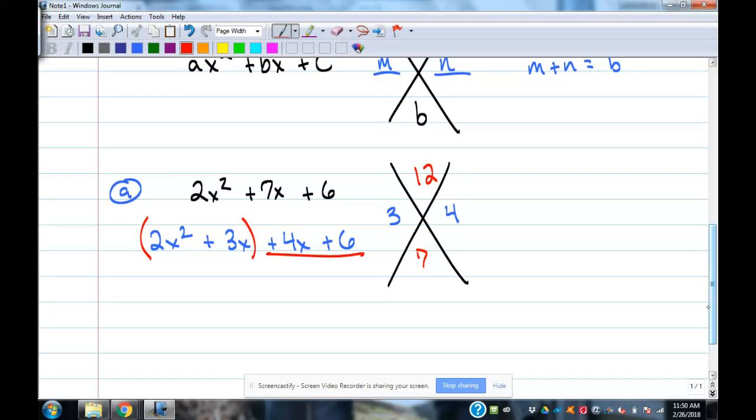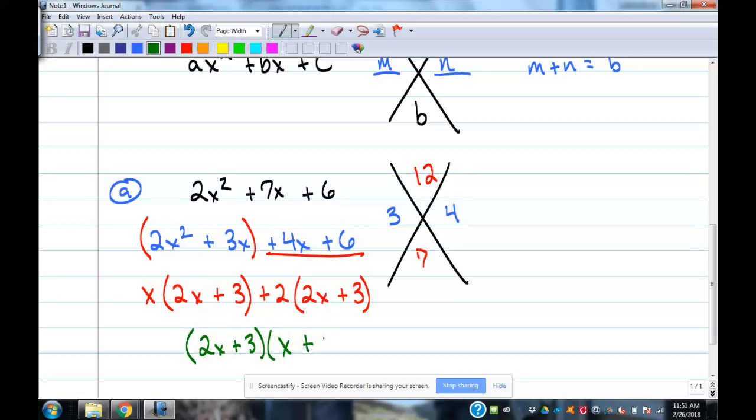What's the GCF of 2x squared and 3x? Just x, right? What's that leave in the parentheses? 2x plus 3. What's the GCF of 4x and 6? Kind of 2. Positive 2, so it's plus 2. What's that leave in the parentheses? 2x plus 3, because 2 times 2x is 4x. 2 times 3 is 6. Now, what's the factors at the end? X plus what? 2.